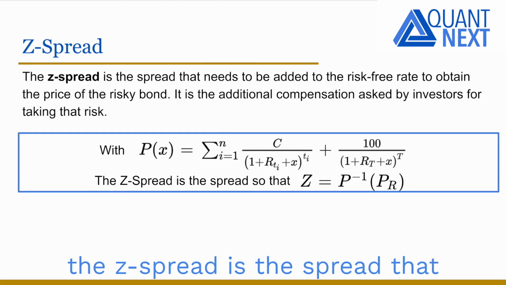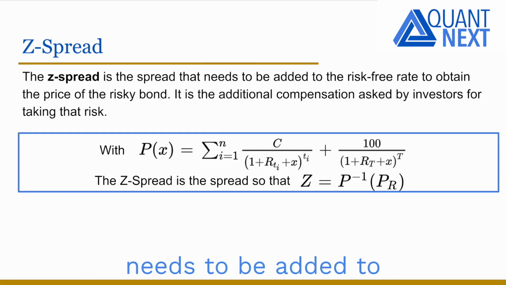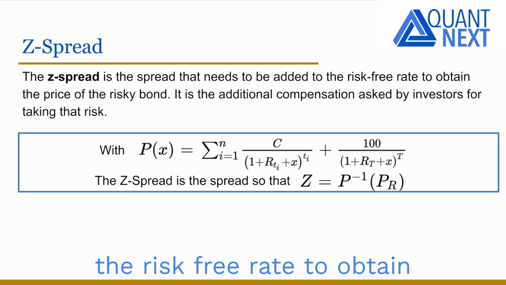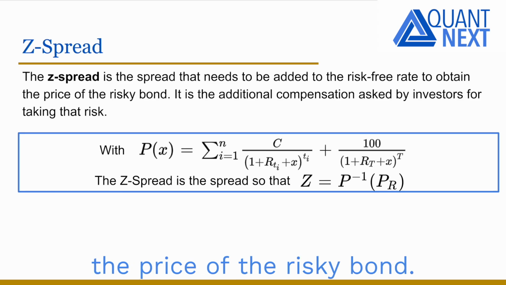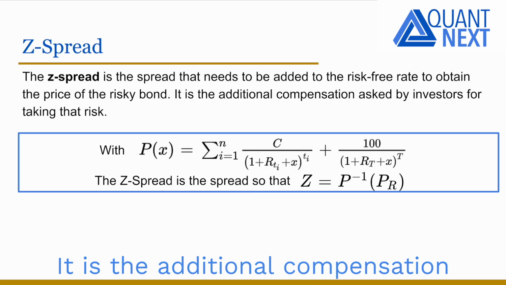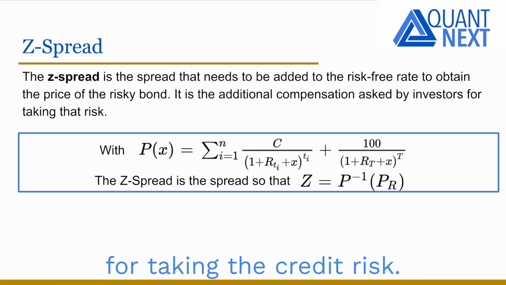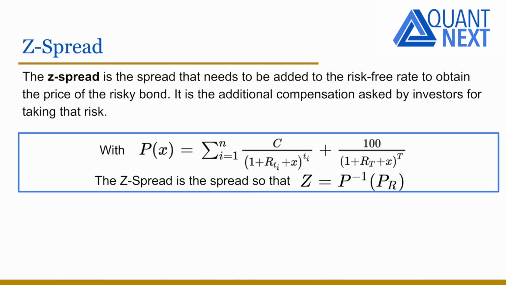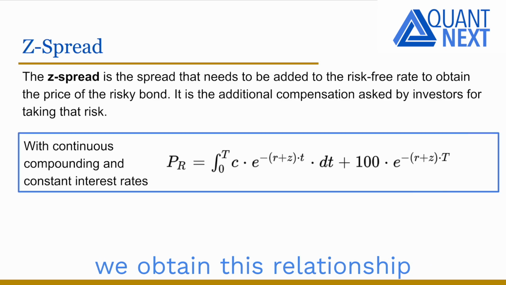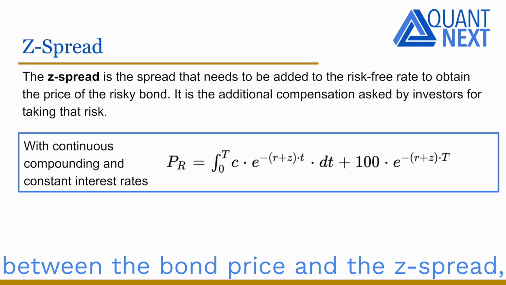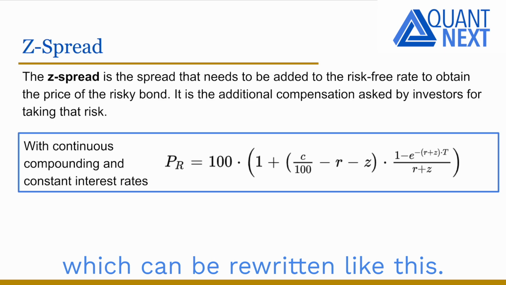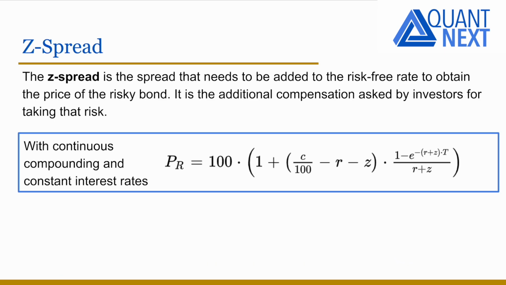As a reminder, the Z-spread is a spread that needs to be added to the risk-free rate to obtain the price of the risky bond. It is the additional compensation asked by investors for taking the credit risk. With continuous compounding, we obtain this relationship between the bond price and the Z-spread, which can be rewritten like this.